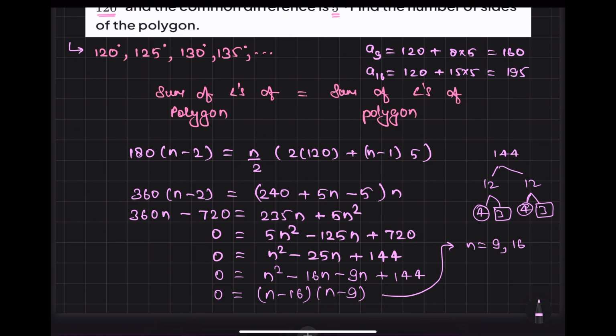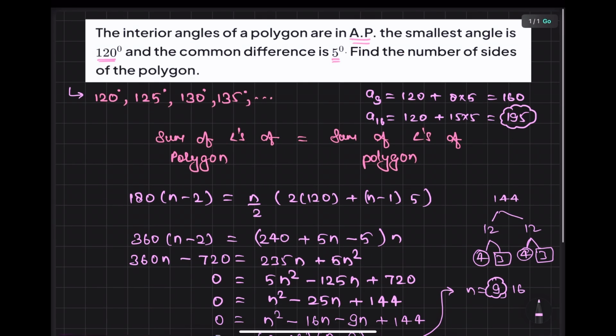So they are saying that these are interior angles, right? So can you draw an angle having this much value? No, you cannot draw. You cannot draw beyond 180 degrees. Correct? So this is invalid. So the correct answer is 9. Okay. So the number of sides of the polygon is 9.